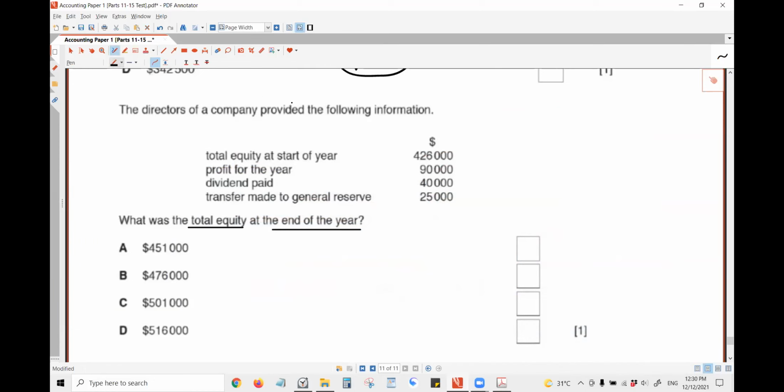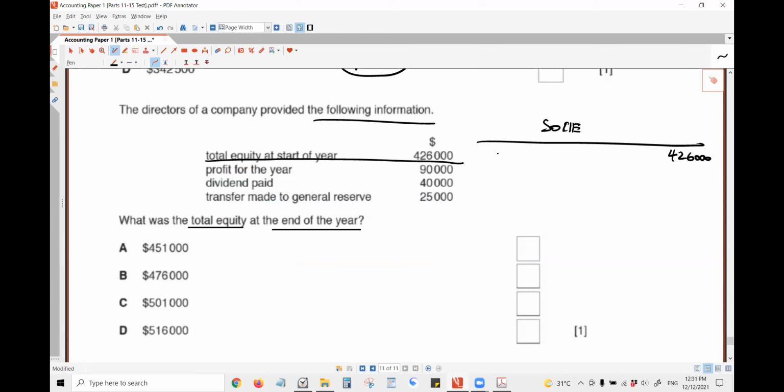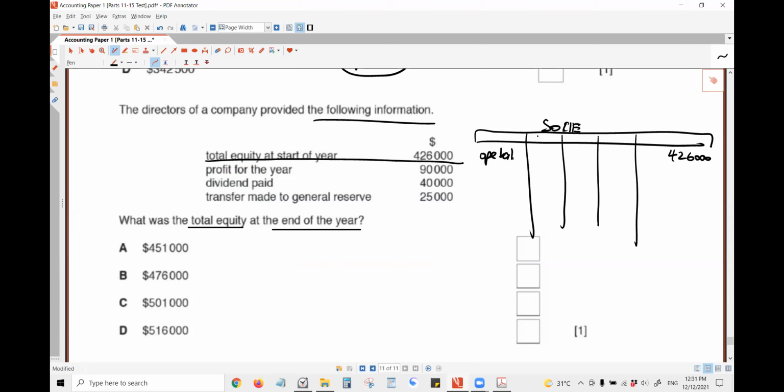Director of a company provided the following: total equity at the start of the year. If you are looking at this question from this table point of view, the 42600 is here. That's the opening balance. And these are the columns: ordinary share, general reserve, retained earning. But they give you the total figure only, the equity at the beginning.